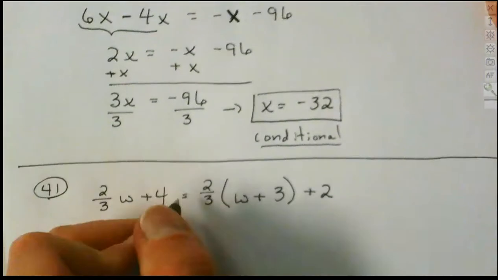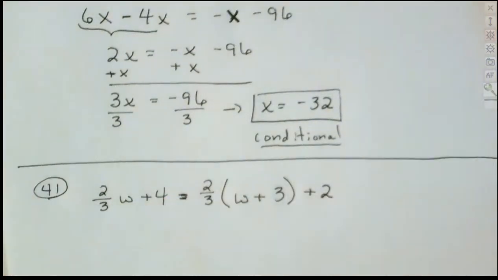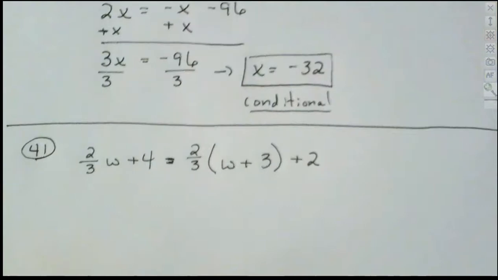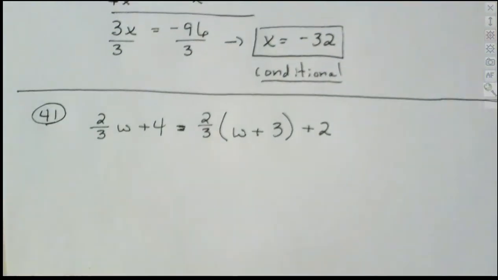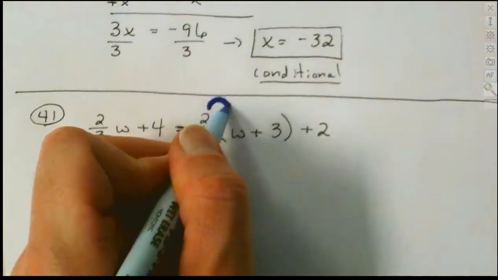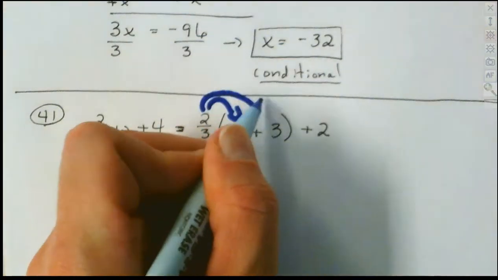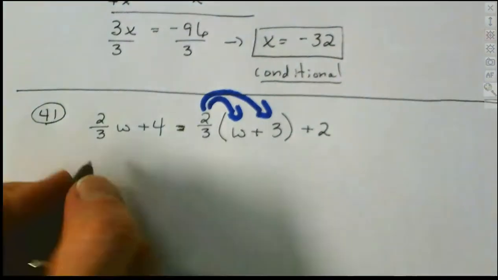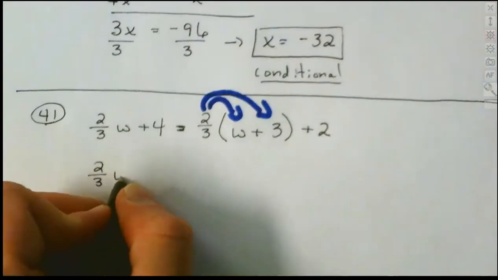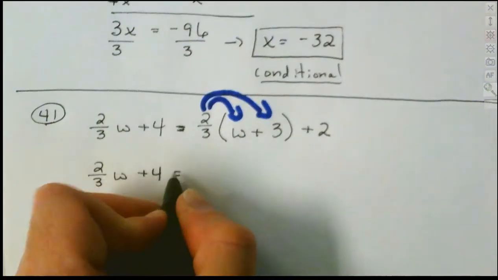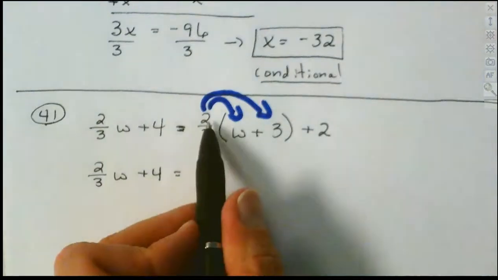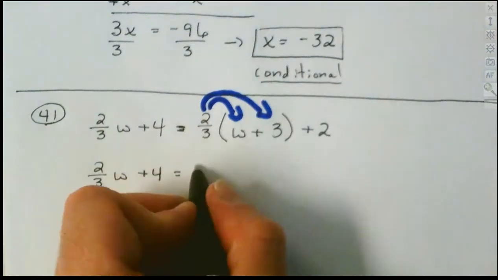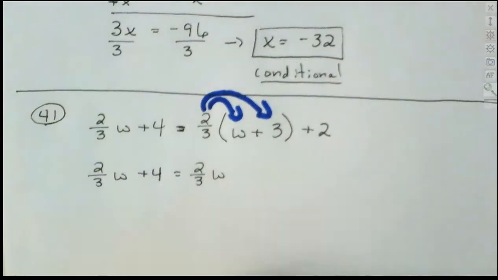Now, before we can clear out these fractions, that's multiplication. So before we clear out our fractions, we have to do our parentheses. So parentheses need to be gone before anything else can be done. We're now going to go ahead and distribute through that 2/3. The left-hand side is going to be the same, because it doesn't change at all. And when we distribute through, 2/3 times w, well, that's 2/3 w.